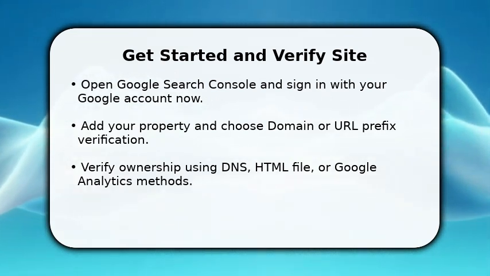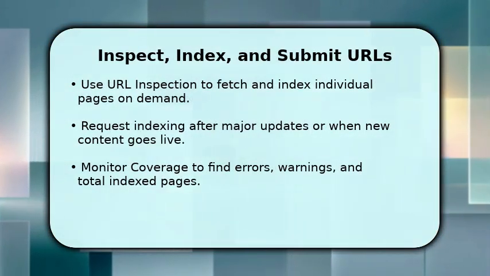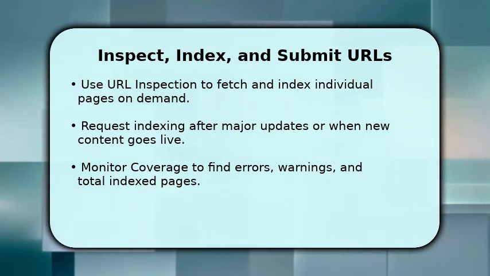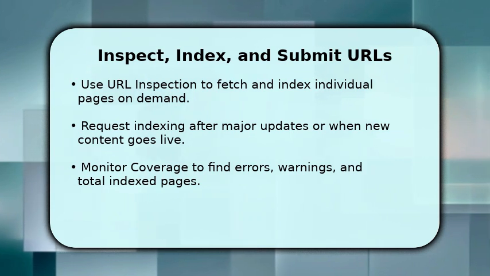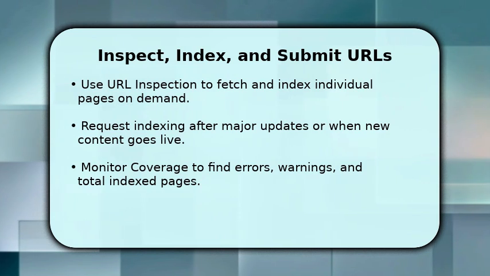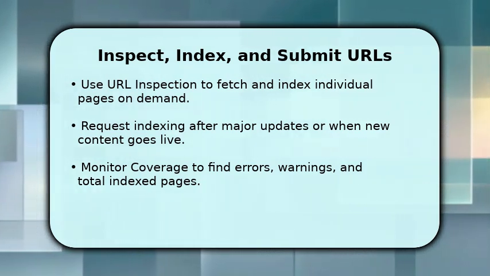Use the URL inspection tool to fetch and analyze individual page status. Enter a URL, run live test, and review mobile and desktop rendering details. If a page is valid but not indexed, request indexing to prompt Google to recrawl. Request indexing after major content updates or when new pages go live.